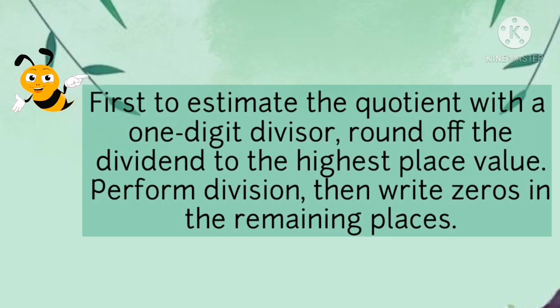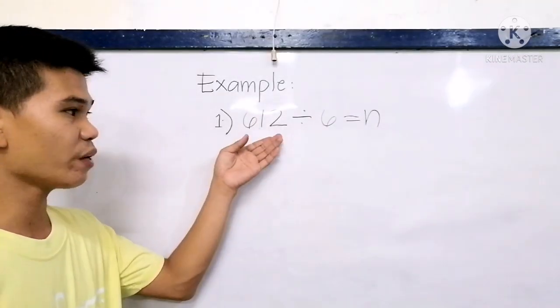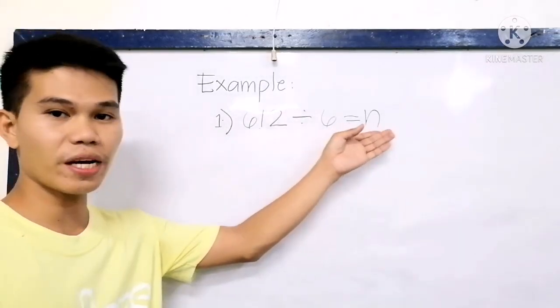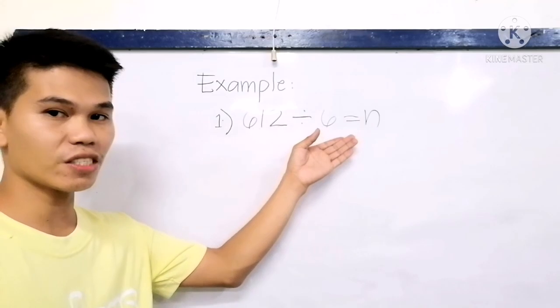First, to estimate the quotients with a one-digit divisor, round up the dividend to the highest place value. Perform the division, then write the zeros in the remaining places. So here is an example. We have 612 divided by 6 is equal to n. 612 is the dividend and the 6 is the divisor.